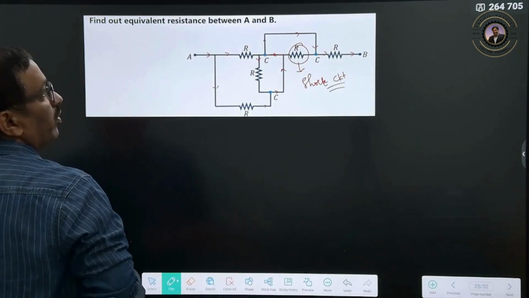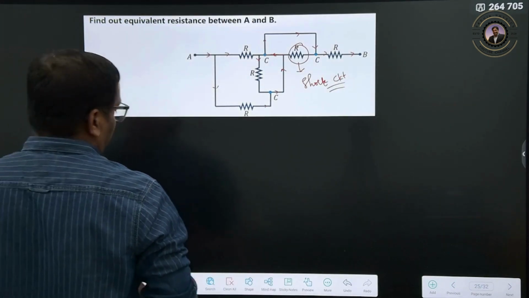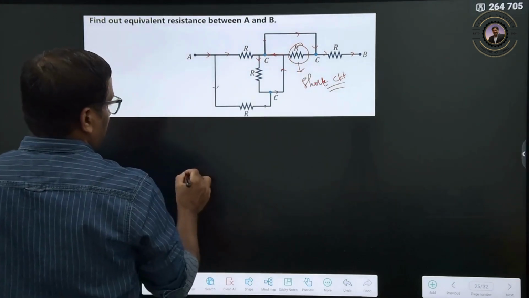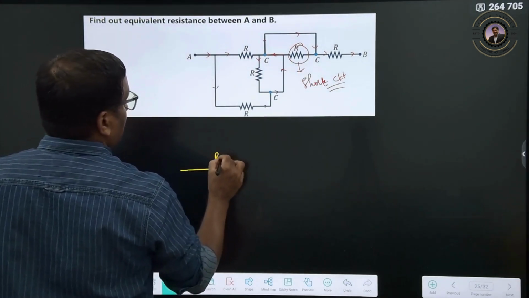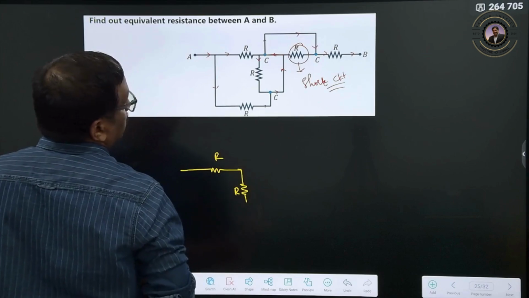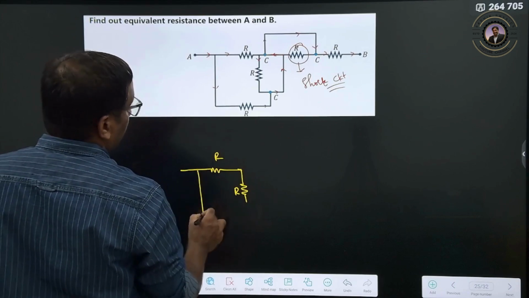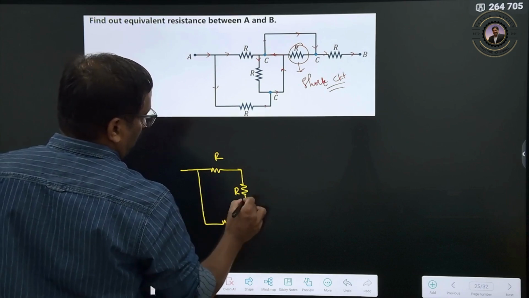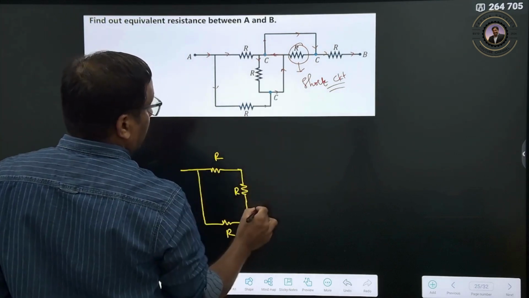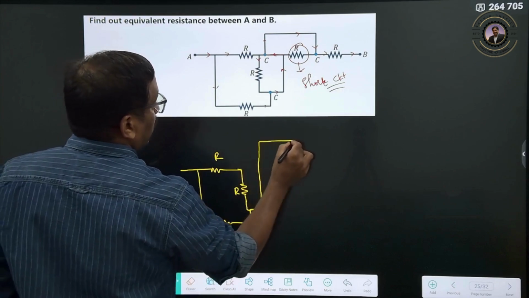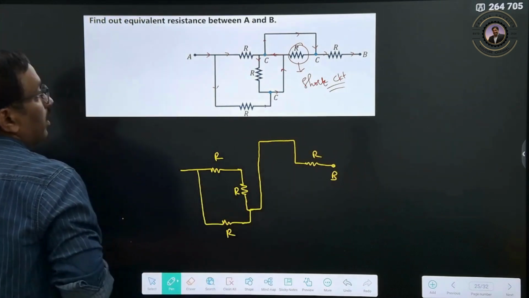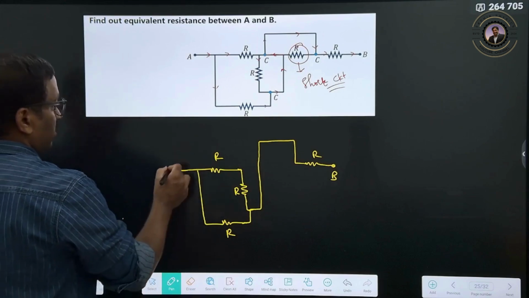That part can remove it, right? So therefore here we can rewrite the circuit, the resistance between AB. Okay, so we can rewrite the circuit. This is R, here R, here R. Now this part, just one wire is there. So this is R, this is B. Clear? So this is your circuit now, it becomes simple.